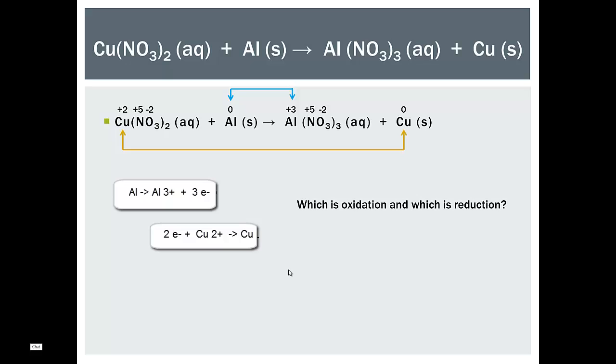So which is oxidation, which is reduction? So if you look at the change in charge, copper is going down, which indicates it's gaining 2 electrons, and aluminum is going up, which indicates it is losing electrons.